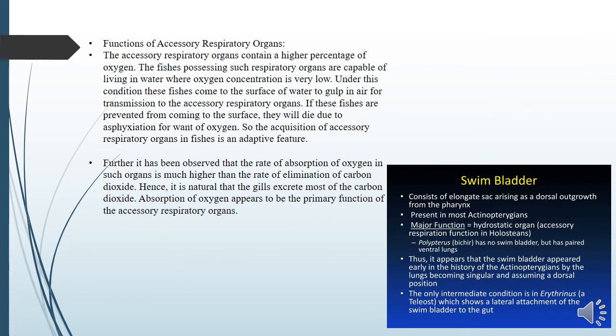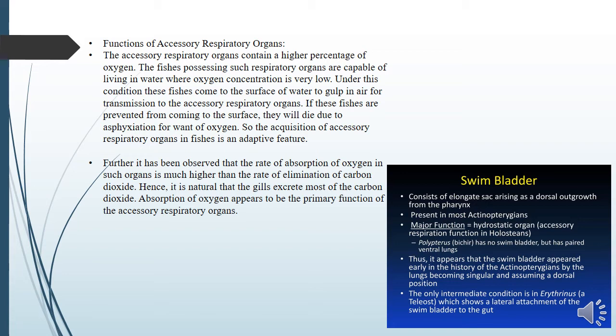Functions of accessory respiratory organ. The accessory respiratory organ contains a higher percentage of oxygen. The fishes possessing such respiratory organs are capable of living in water where oxygen concentration is very low. Under this condition, these fishes come to the surface of the water to gulp in air for transmission to the accessory respiratory organ. If these fishes are prevented from coming to the surface, they will die due to asphyxiation for want of oxygen. So, the acquisition of an accessory respiratory organ in fishes is an adaptive feature.